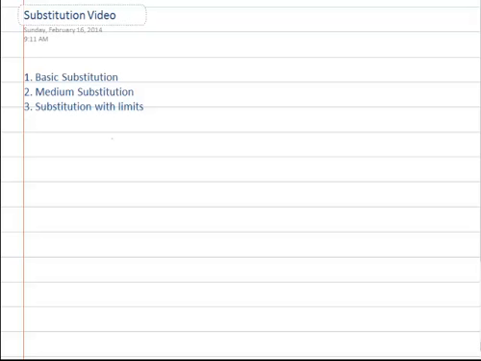Today I want to go over some substitution problems just as a review. The first one we're going to do will be a basic substitution, then we'll move on to a medium one, and then we'll do a substitution with limits. This is just to remind you about what we did in class, and hopefully this will help you refresh your memory and do the work that we have assigned for today.